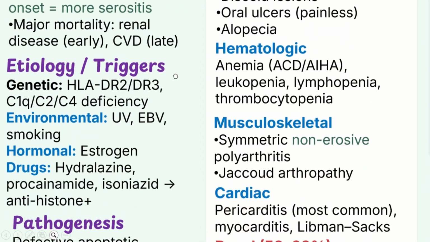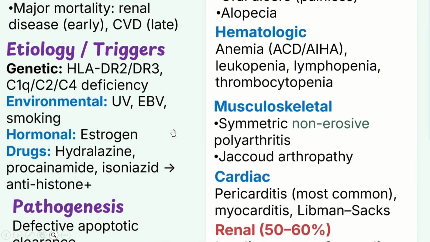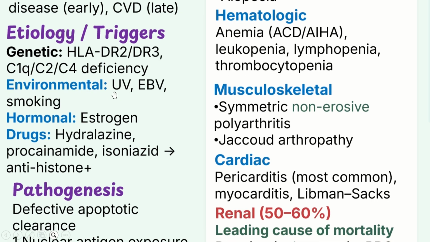So when you look at the etiology, genetically we have some susceptibility, when people will look at HLA-DR2 and HLA-DR3. Then another important one to know is the complement factor deficiency: C1q, C2, and C4 deficiency. Deficiency of these is going to be one of the things that are blamed for the etiology of lupus. Then we have environmental factors like exposure to UV light. These are going to cause flares, along with exposure to Epstein-Barr virus, and smoking.